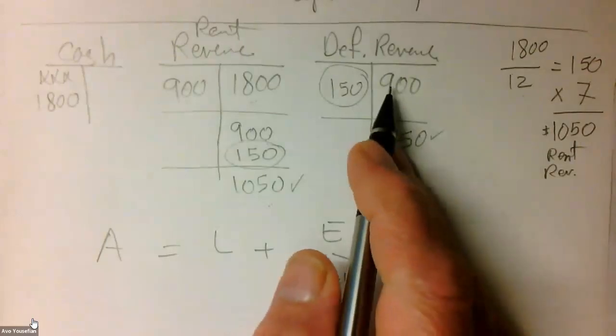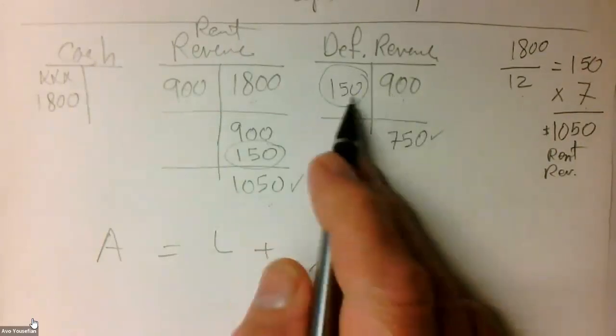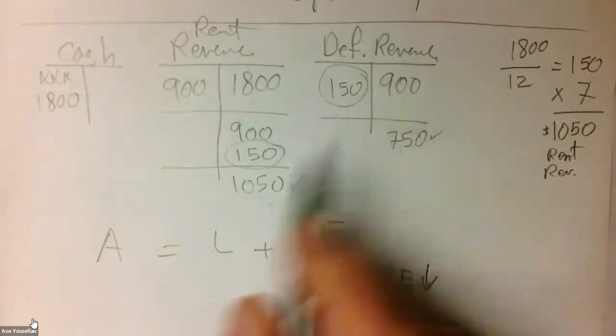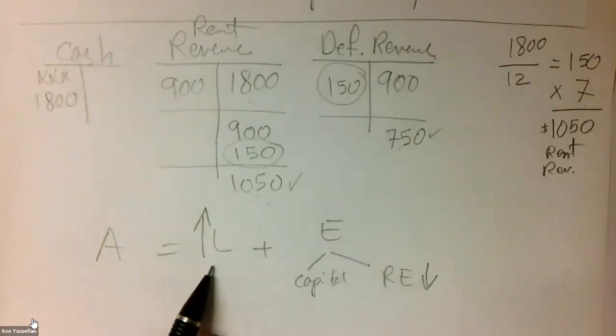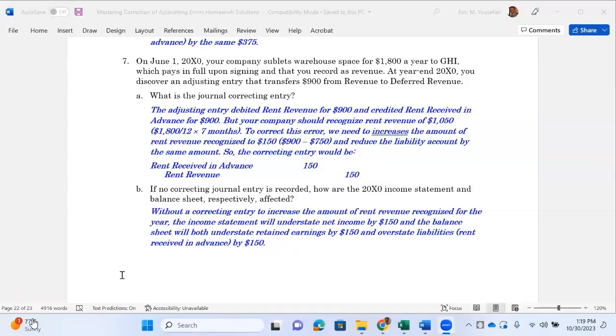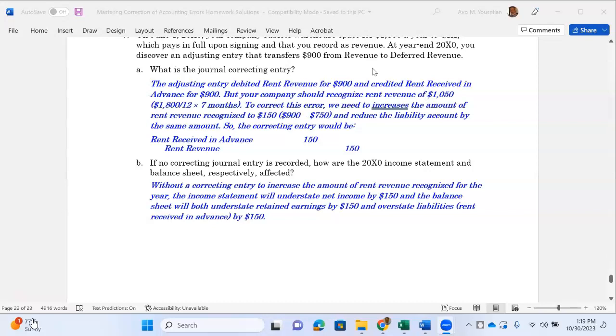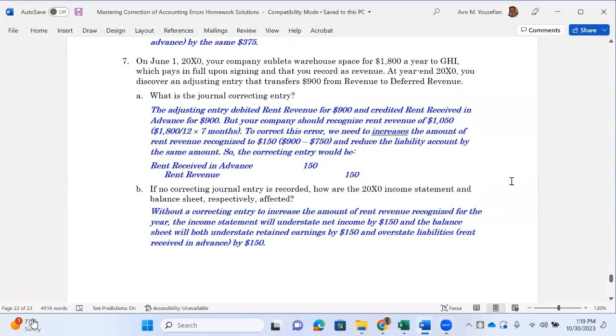And if I don't reduce the liability to 750, then liability will be overstated by $150. As you see, the equation is equal, asset has no change, liability will be overstated, and retained earning will be understated. And net income will be understated. Very good. Okay. So that's the answer for problem 2.7.